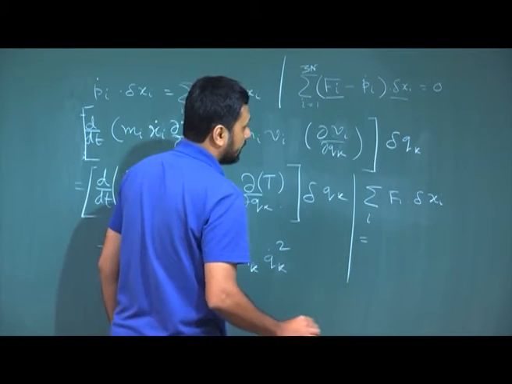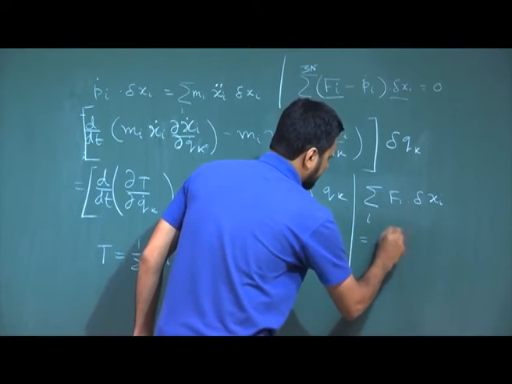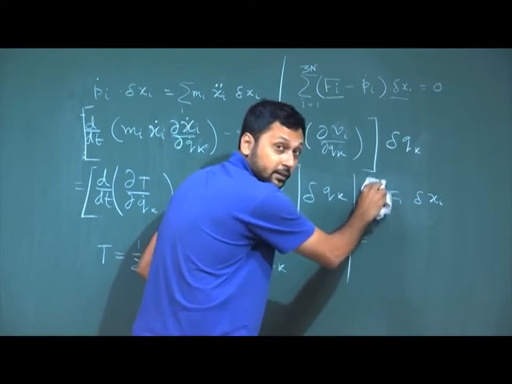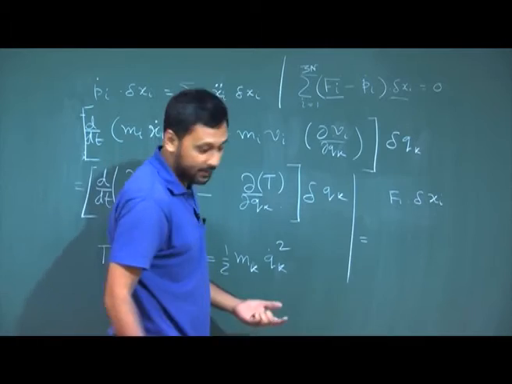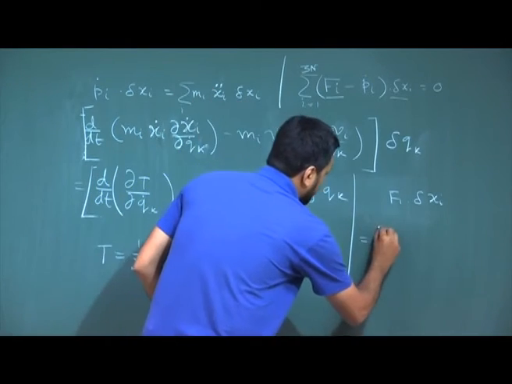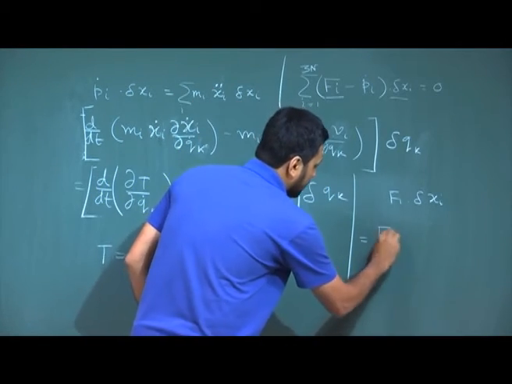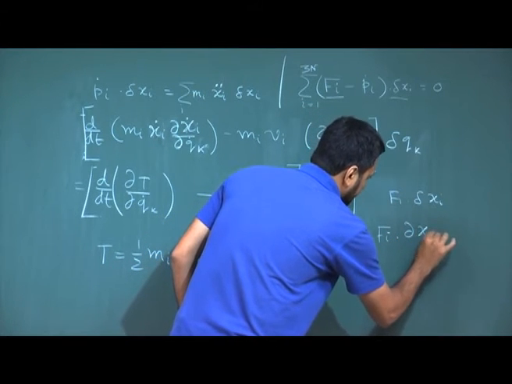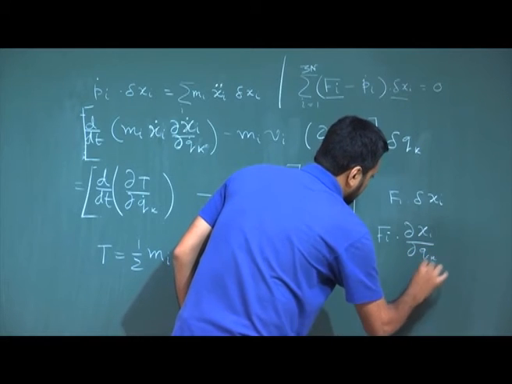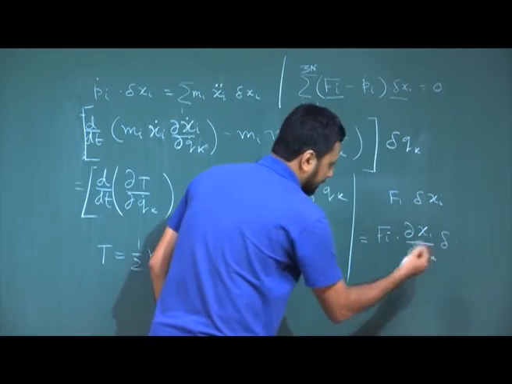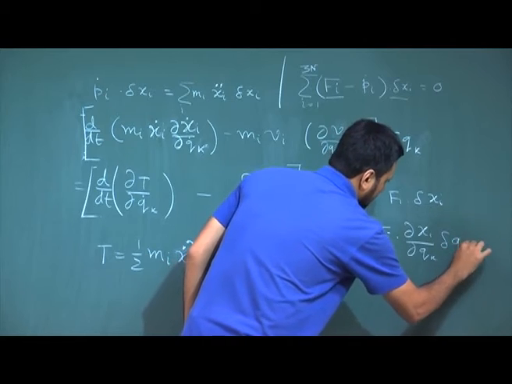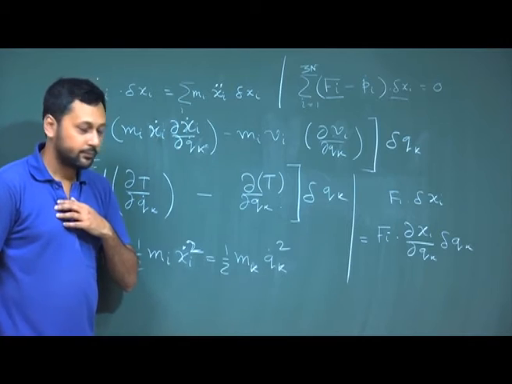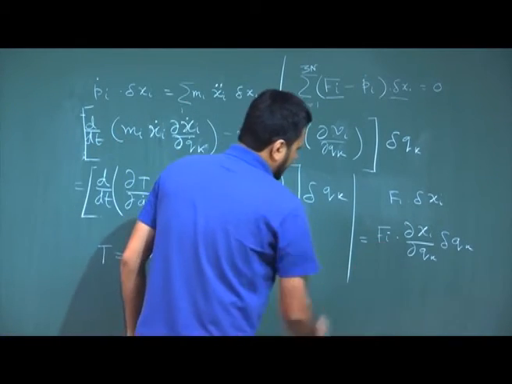These might as well be written just like we did in the previous case. Once again, first let me start by removing the summation symbol here. Fi dot delta xi implies summation. So, we can write fi, delta xi, as del xi del qk delta qk. Okay. So, putting it in terms of generalized coordinates.